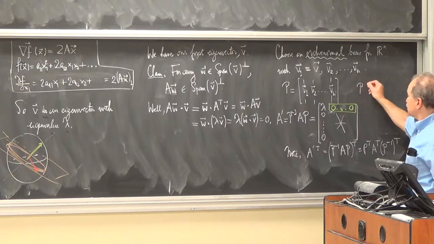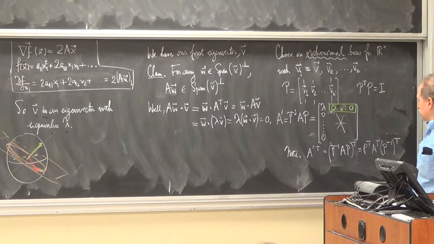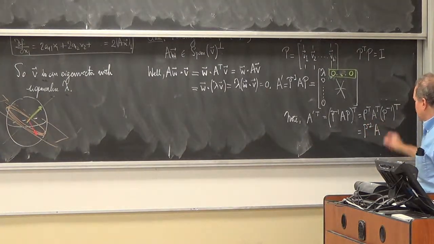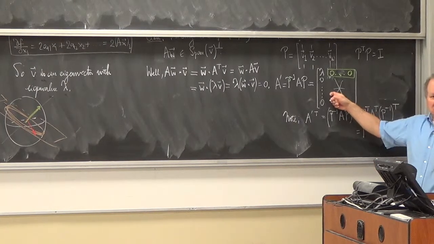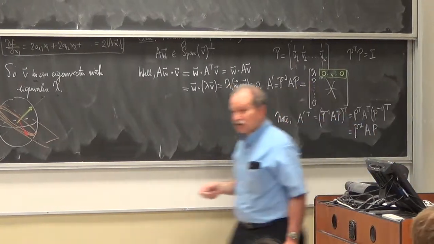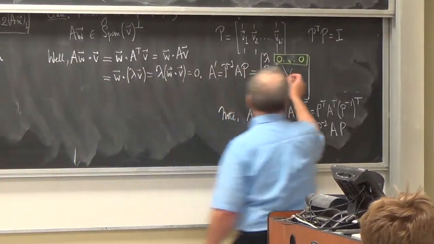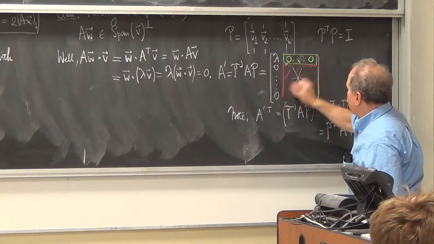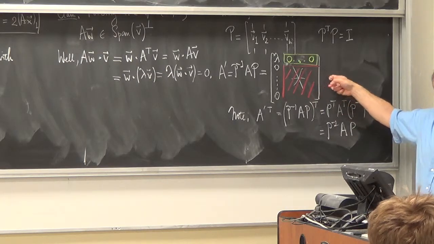Oh, P transpose equals P inverse. P is orthogonal, which means P transpose is P inverse. So P inverse A P, because A is symmetric, this new matrix is also symmetric, which in particular tells you the zeros that Cameron said we'd already shown. But what we now know is this piece of A prime is symmetric.